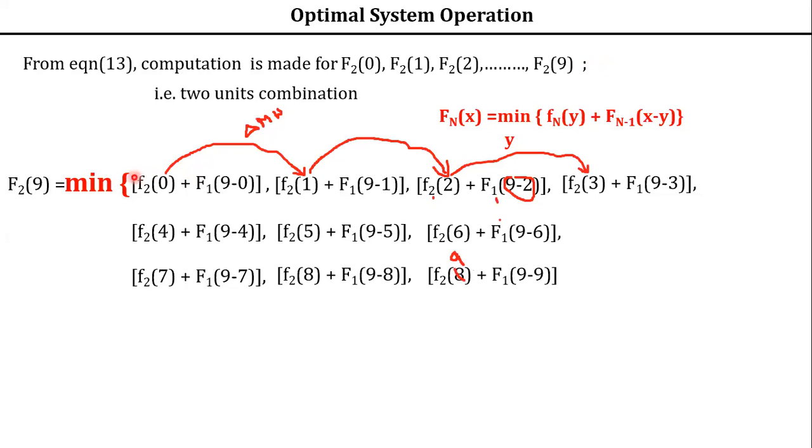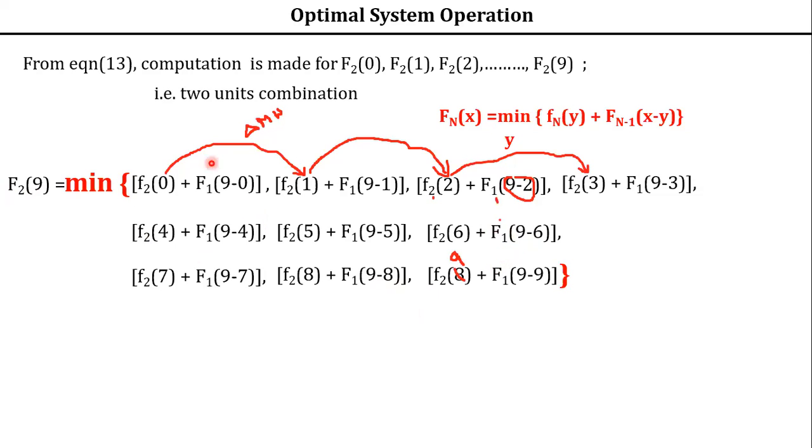Now close it. This is an open bracket, isn't it? So braces. Now close it. That is the final combination. Close it. Okay. This is how you have to write all the combinations for F2 of 9. Hope you understood. Let me first complete this one.